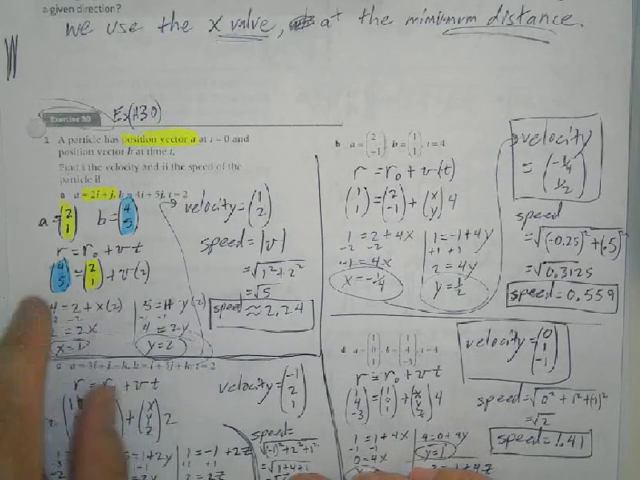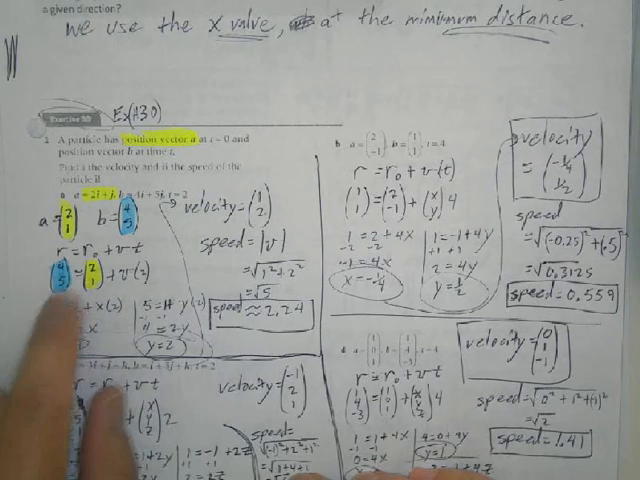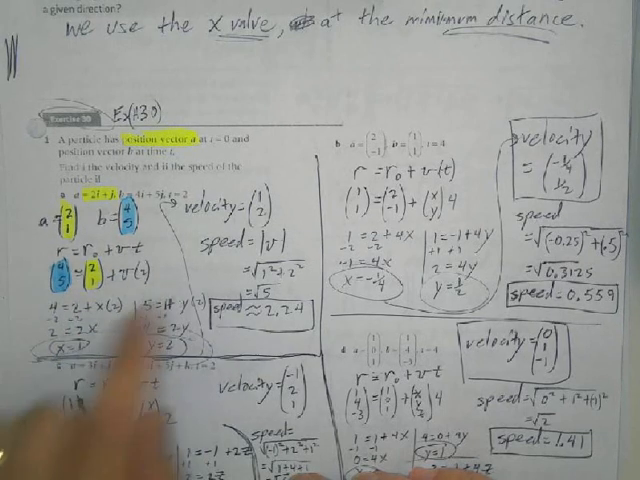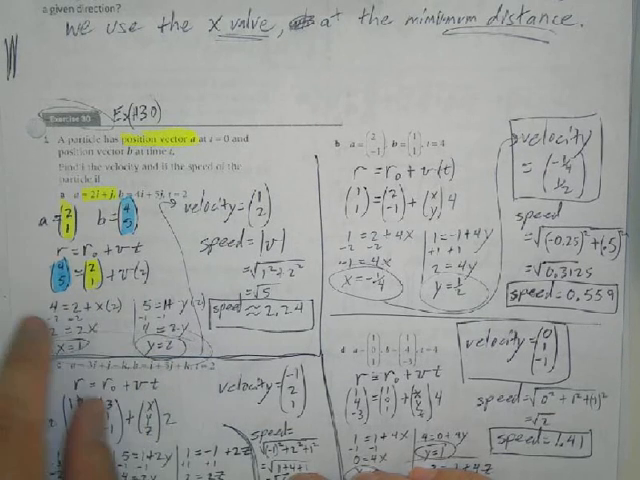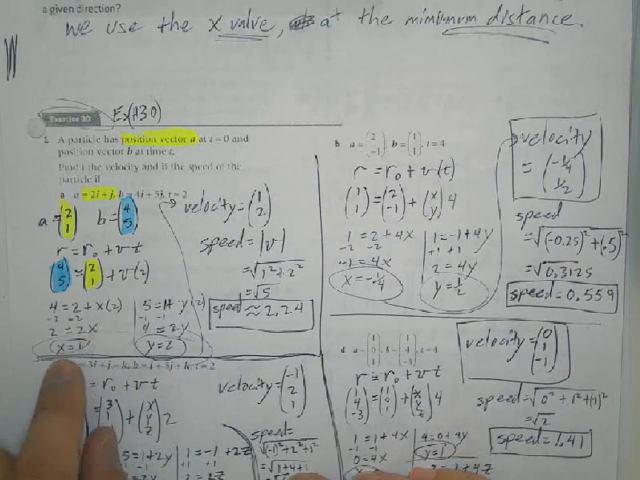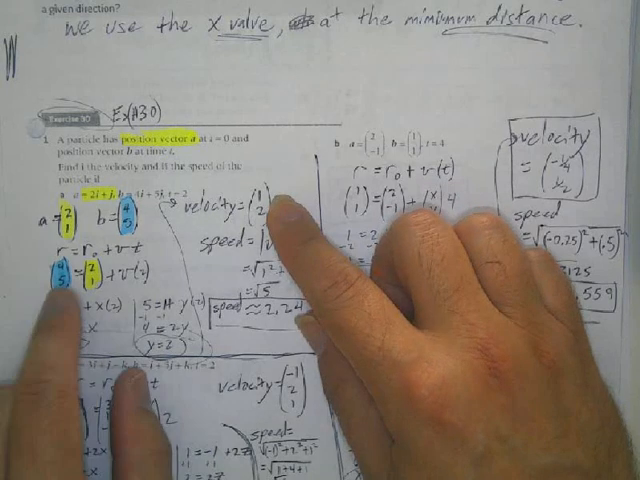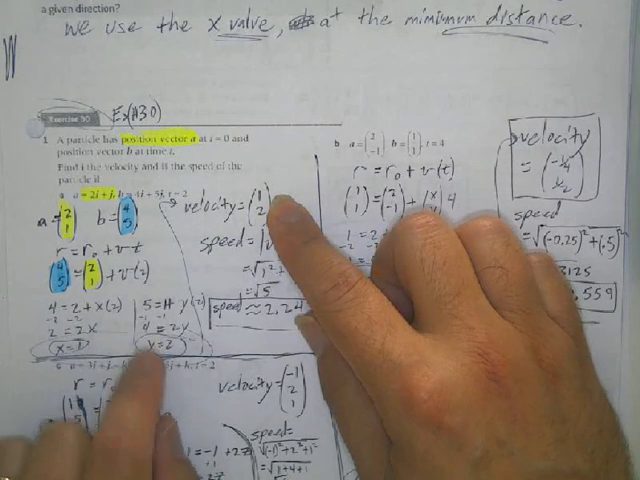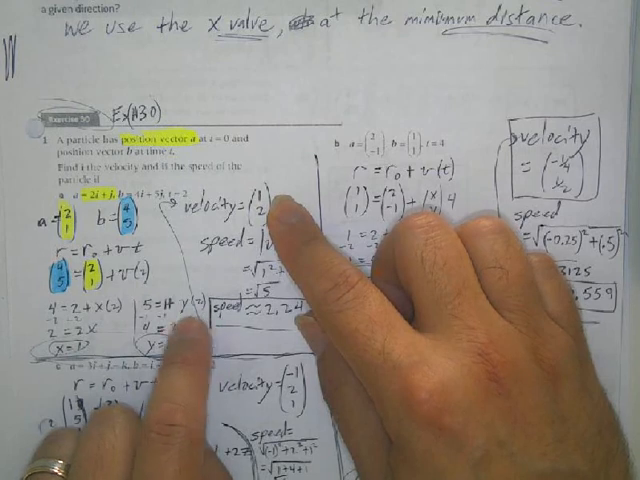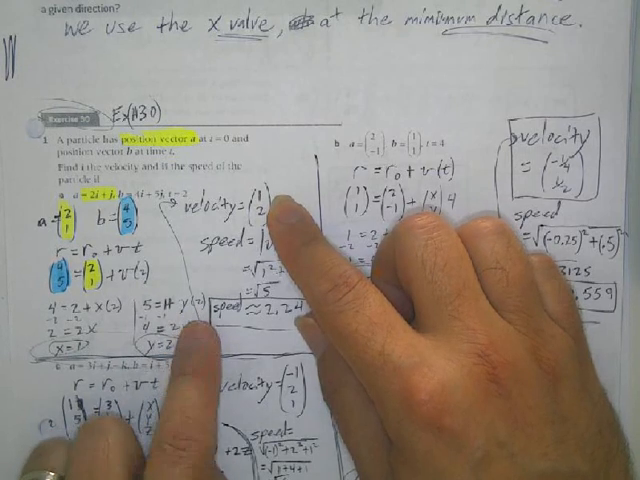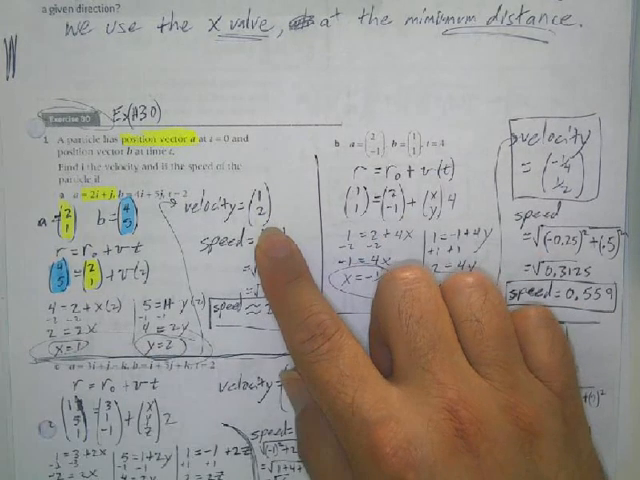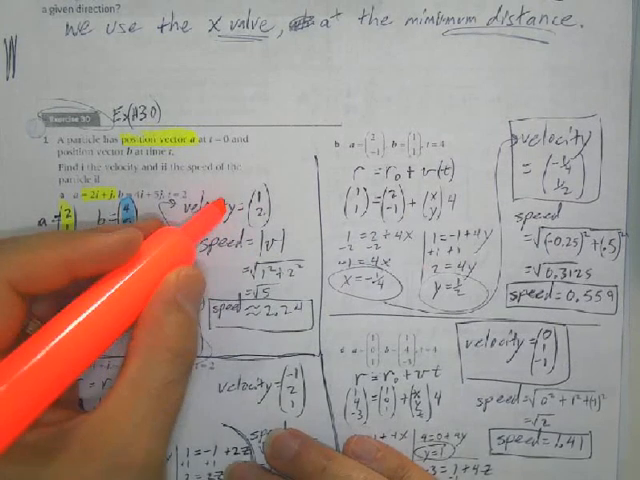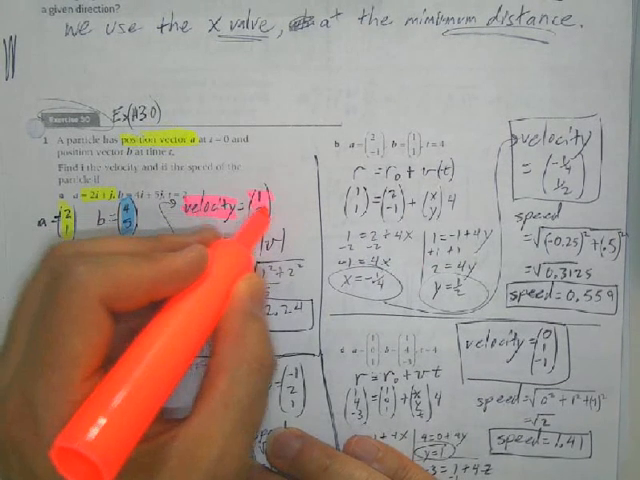So I could subtract: 4 equals 2 plus 2x, and then to find the x value, subtract 2 on both sides, divide both sides by 2. My velocity x component is 1. Then I take 5 equals 1 plus 2v. 5 equals 1 plus the y value times 2. Subtract 1 on both sides, divide both sides by 2. I get my y value of the velocity, using the 1 and the 2.